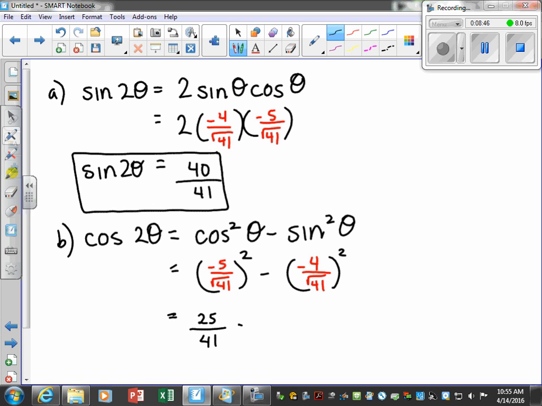Good. Okay, let's move to this one. -4 squared. That means -4 times -4 is a positive 16. And then the same thing happens in the denominator. So basically all we have to do is simplify this fraction, and they have a common denominator, so that's nice. So it just simplifies to 9 over 41, and this is our cosine of 2 theta.